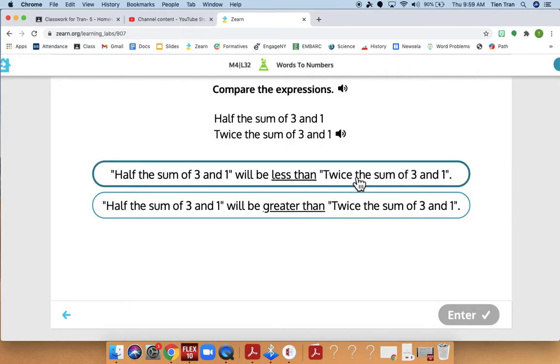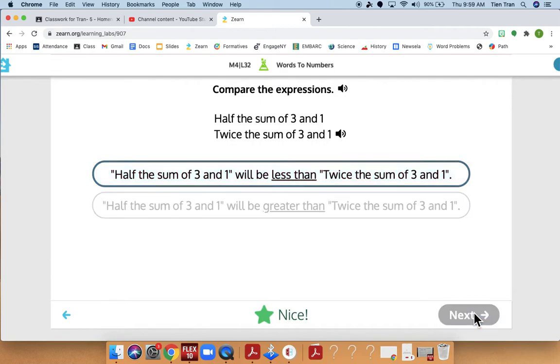When you double something, that means that you'll have twice. When you are cutting something in half, right, that means that you have less of. You're dividing it by 2. So in this case, half the sum of 3 and 1 will be less than twice the sum of 3 and 1.